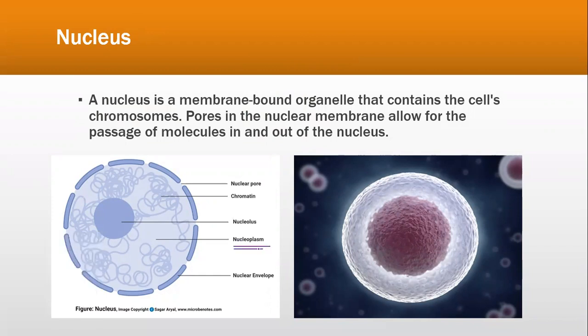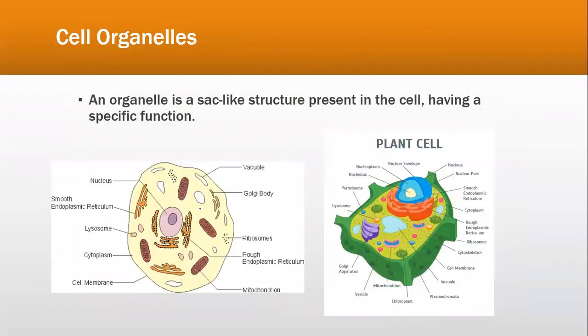Basically, cytoplasm hota है inside the nucleus, and then we have a covering known as the nuclear envelope जिसके अंदर ये सारे pores present हैं for the exchange of substances. Cell organelles क्या होते हैं? Basically, they are all sac-like structures present in the cell having a specific function.